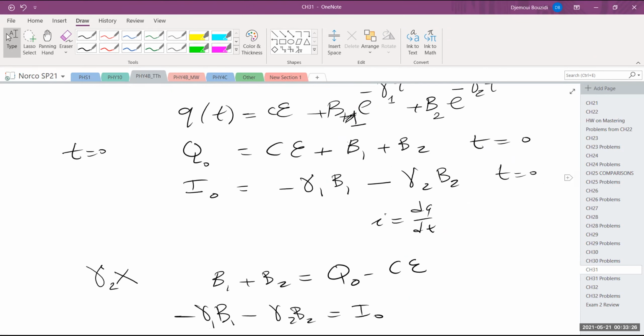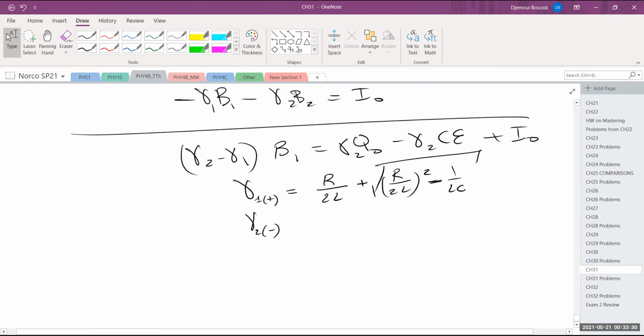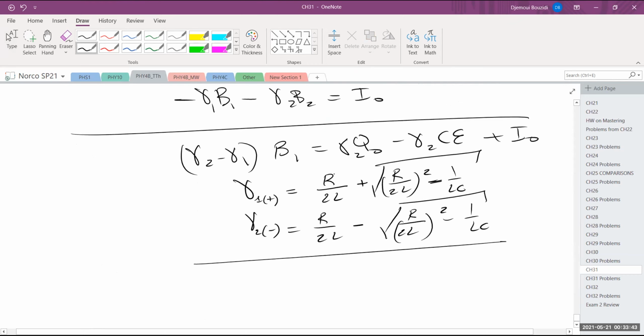Let me make sure I have the correct order. Yeah, that's correct. So gamma 2, which is gamma minus, is the same thing with the exception that I have a minus in there: R over 2L, minus the same stuff, R over 2L, the whole thing squared, minus 1 over LC. If I do that, this difference between them, obviously, this term cancels. That means we're doing gamma 2 minus gamma 1, by the way.